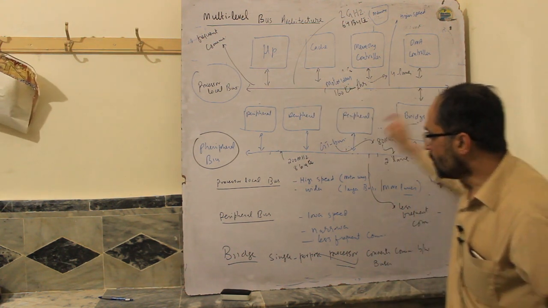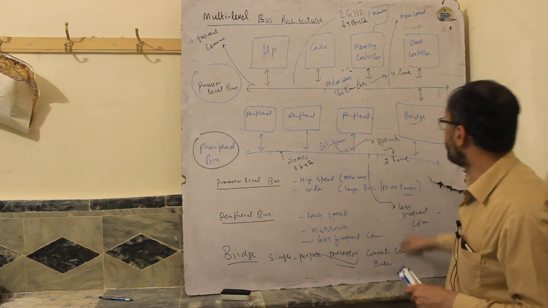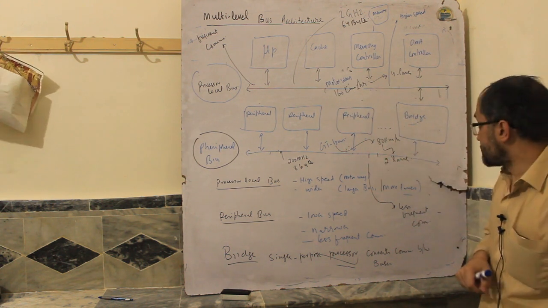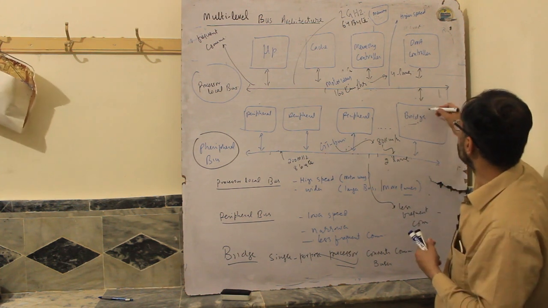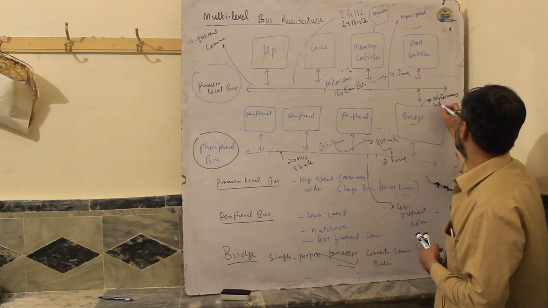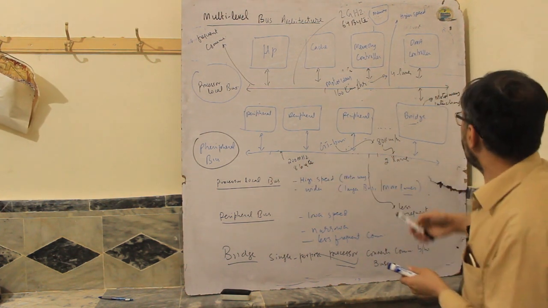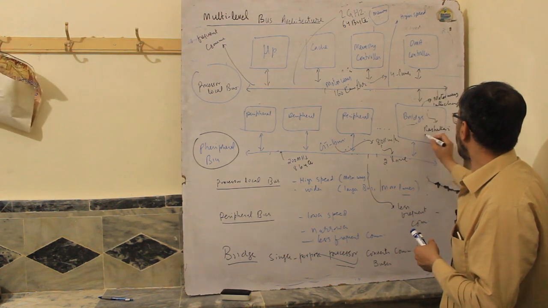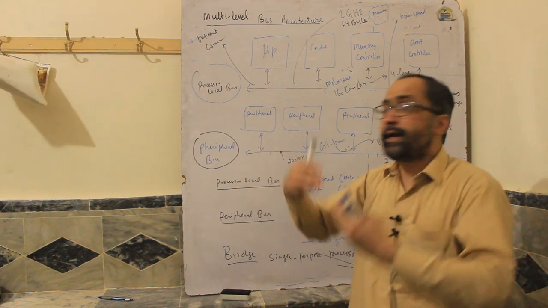Now what is a bridge? A bridge is a single purpose processor that converts communication between different buses. It converts communication between the processor local bus and the peripheral bus. What can be this bridge in terms of the motorway and the GT road? This can be assumed as a motorway interchange. On a motorway interchange, there is an interchange between the motorway and the GT road. Maybe this is the Rashakai interchange or the Islamabad interchange. So the Islamabad interchange is a bridge between the motorway and the GT road.